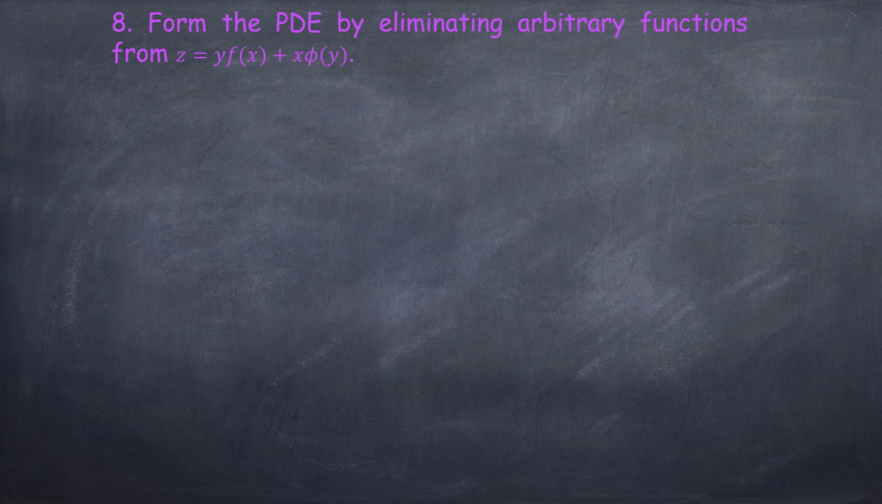So moving to the eighth question and the first question of this video: form the PDE by eliminating the arbitrary functions z is equal to y into f of x plus x into phi of y. Observe here there are two arbitrary functions. Whenever an equation contains only one arbitrary function, the first order partial differentiation is sufficient. Whenever it contains more than one arbitrary function, we must find the second order partial derivatives also. Call the given equation as number 1.